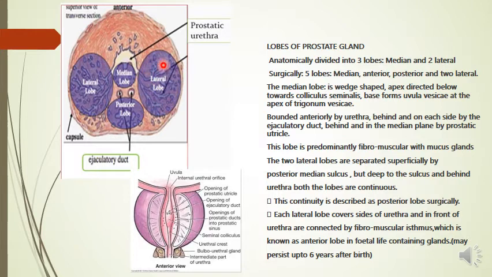Then the 2 lateral lobes on either side are separated superficially by a posteromedian sulcus. So in the earlier slide we have seen that posteromedian sulcus, but deep to the sulcus and behind the urethra, both lobes are continuous here, and that continuity between the 2 lateral lobes is nothing but the posterior lobe surgically.